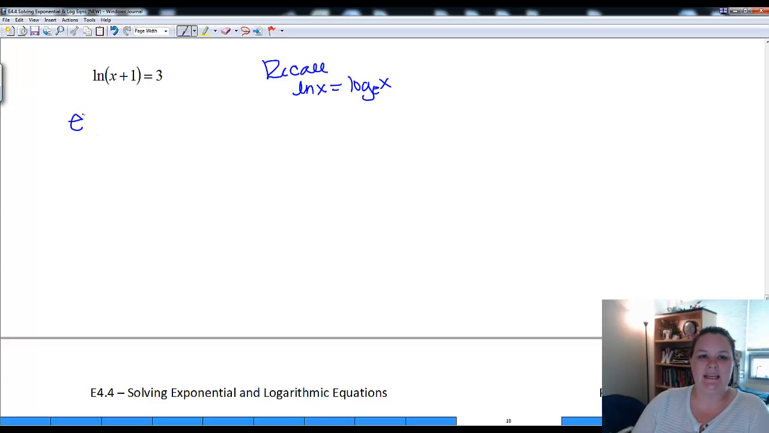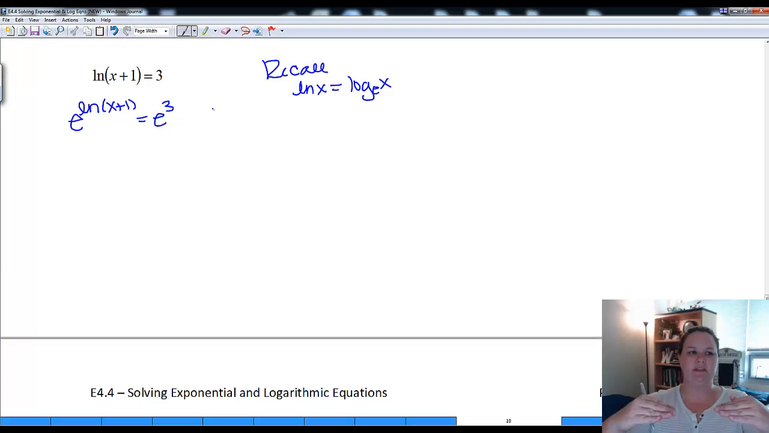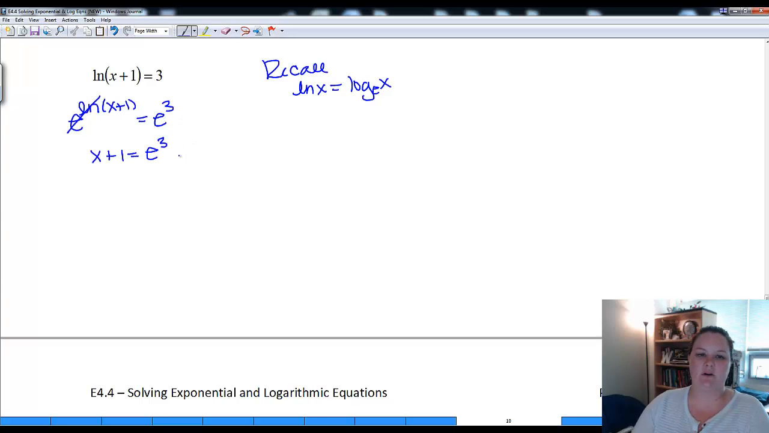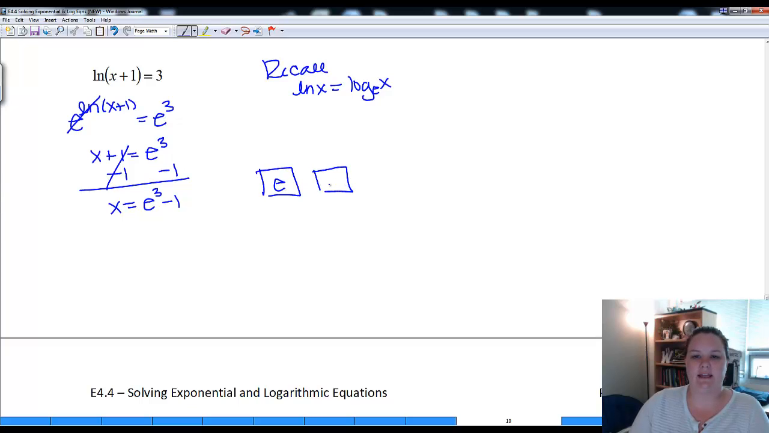So I'm going to use e raised to the ln of x plus 1 is equal to e raised to the 3rd power. So I'm moving that equation up into the exponent so that I can get rid of that left-hand side. So e and ln are going to cancel, which gives me x plus 1 equals e to the 3rd power. And then I need to move my 1 to the other side. So I end up with x is equal to e cubed minus 1. Now e cubed you should be able to do on your calculator. Most of you will have an e button and then like a caret button.